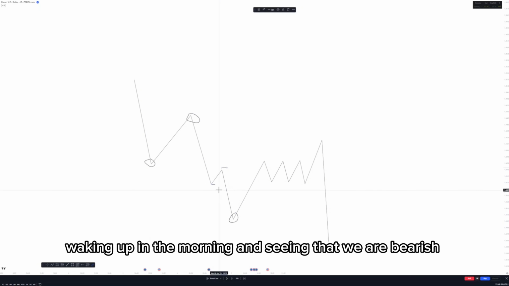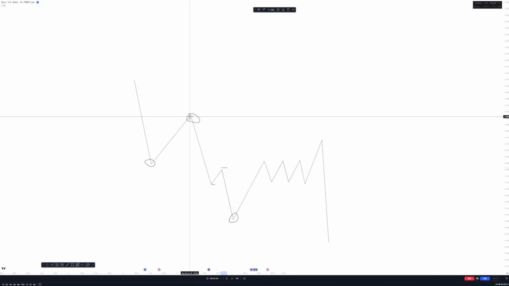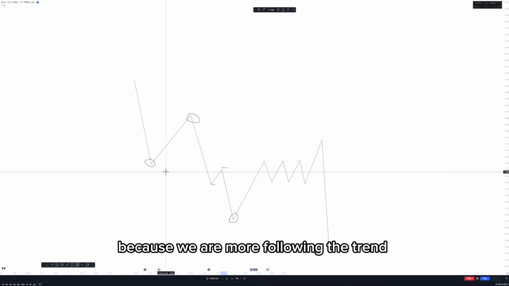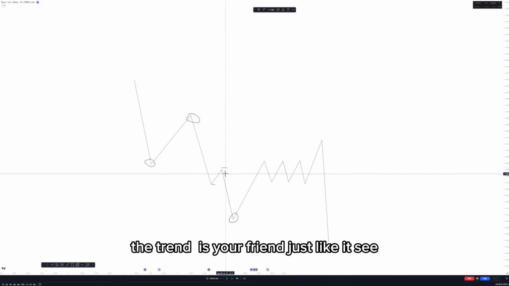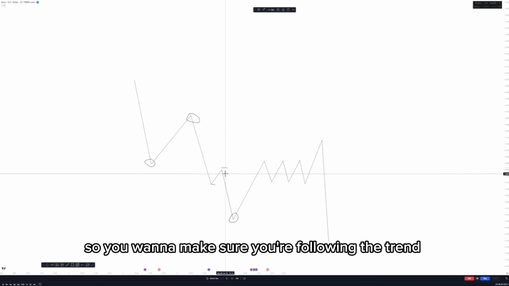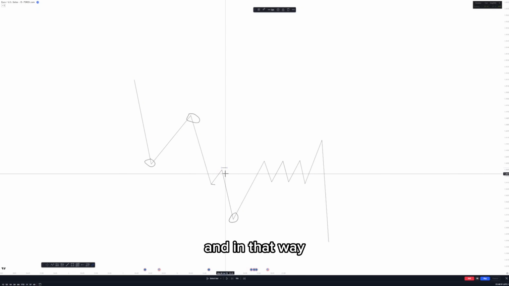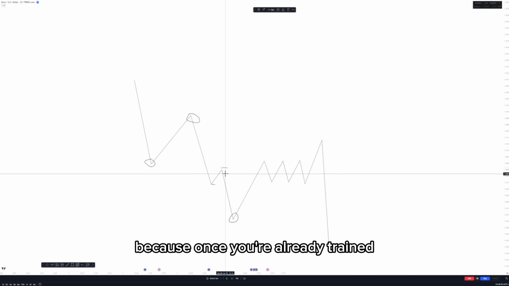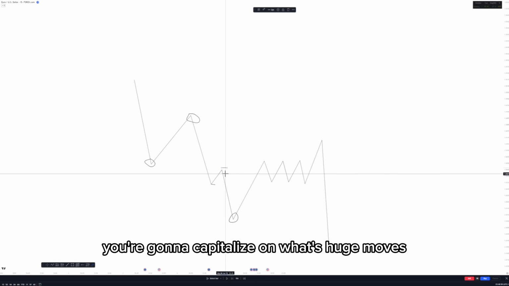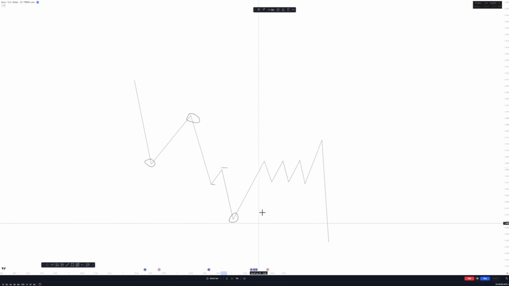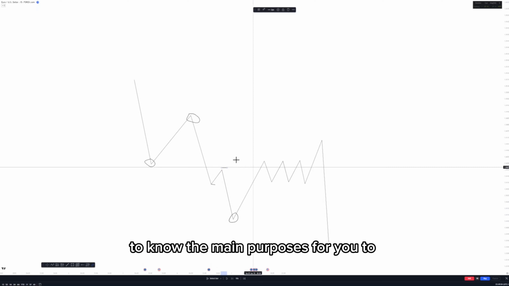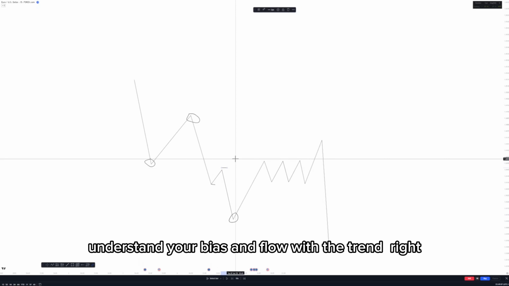So for me, waking up in the morning and seeing that we are bearish, and I know this high is protected, it means that I just want to be looking for sells, because we are following the trend. The trend is your friend, just like it says. So we want to make sure we are following the trend, and in that way we are going to be able to capitalize on huge moves, not trying to scalp and play the internal structure. The main purpose is for you to understand your bias and flow with the trend.